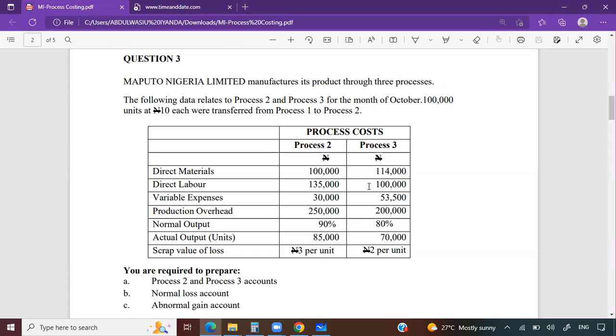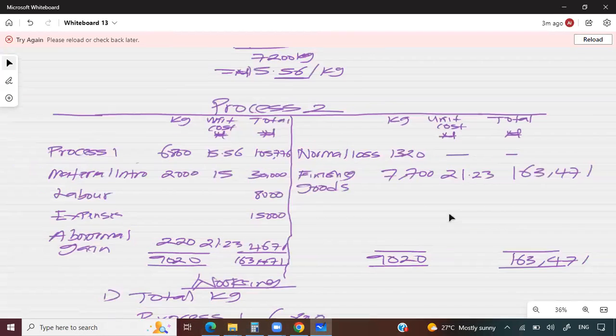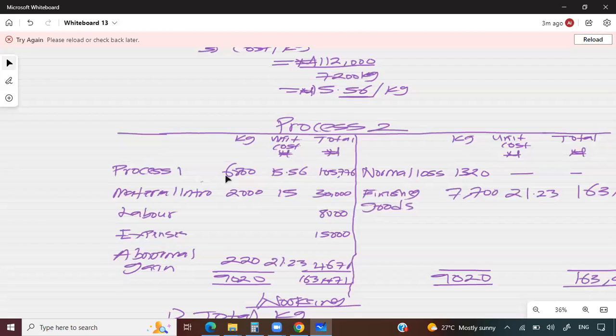Attempt just to prepare process 2 alone, leave process 3. In process 2, what I'm just demanding, and if you can use your calculator as well, it is not bad. Just tell me what will be the value of output to process 3? This is what I'm requesting. I'm saying 6,800 now at this price, at this value.